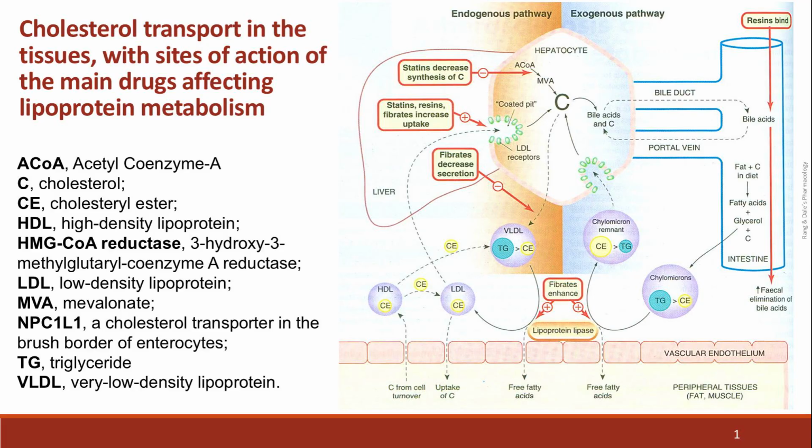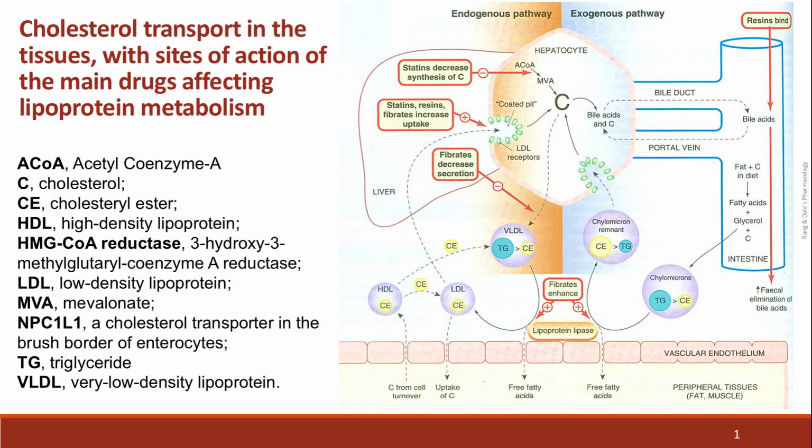This diagram beautifully summarizes how cholesterol and lipids are transported in the body and where major anti-hyperlipidemic drugs act to modify these pathways. It integrates both the endogenous, hepatic, and exogenous, dietary, routes of lipid metabolism. Let's begin with the liver, the central hub of cholesterol regulation.